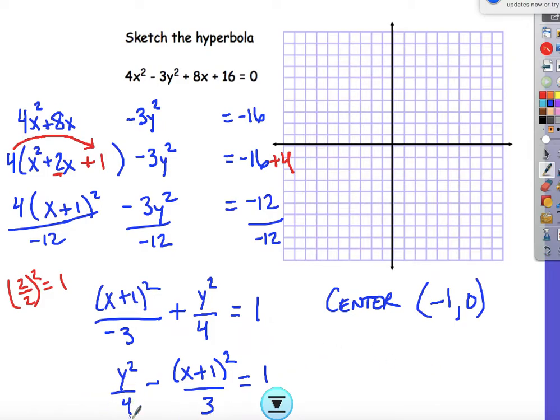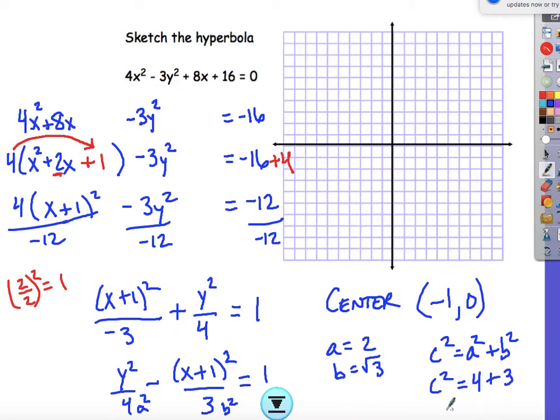The value of a squared is always under the first fraction, and b squared is always under the second fraction. So a would equal 2, and b would equal the square root of 3. And if you needed to find c, remember that c squared equals a squared plus b squared. So a squared is 4, b squared is 3. So that means that c would equal the square root of 7, which is like 2.7. So you would have everything you would need in order to make your graph.